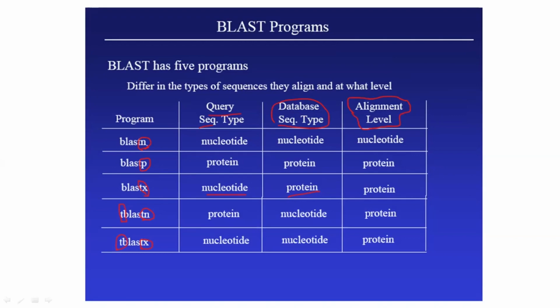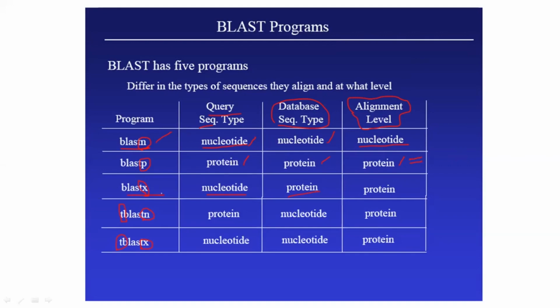See, in BLASTN, we give a nucleotide query sequence. The sequence we give to BLASTN to perform the similarity search is a nucleotide sequence, and it is compared to the nucleotide sequences in the databases. And alignment is done between nucleotide sequence and nucleotide sequence. So that is BLASTN. In case of BLASTP, a protein sequence is given as input and it is compared to the protein sequence database. And alignment is also done at the protein level. Amino acid sequence to amino acid sequence are aligned.